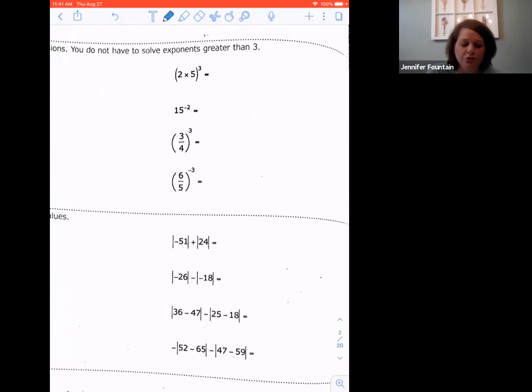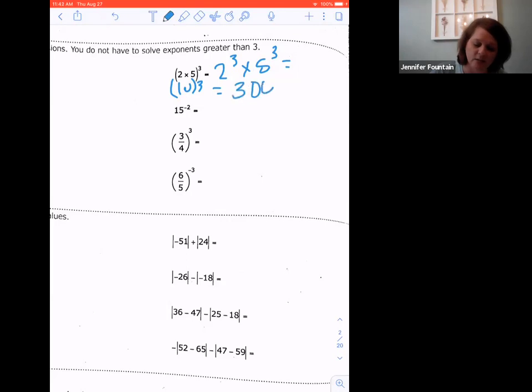All right, so I have 2 times 5 cubed. Remember, this is the same situation where I can either say 2 cubed times 5 cubed, or I can do 2 times 5 is 10 and then have 10 cubed. Either way, I'm going to get the same answer. 2 cubed is 8. 5 cubed is, what's that? 5 times 5 is 25. 25 times 5 is 125. And so when I add, when I multiply 8 times 125, I get 300.